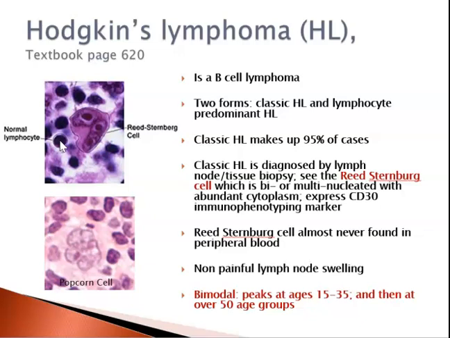The Reed-Sternberg cells are almost never found in peripheral blood. We're usually going to find these in bone marrow. This is a non-painful lymph node swelling. So once the lymph nodes are swelled up, it's usually not painful. And usually there's what we call a bimodal distribution as far as when this shows up in patients. It usually either peaks at ages 15 to 35 or at age groups of people over 50.